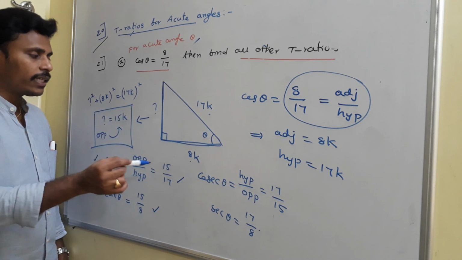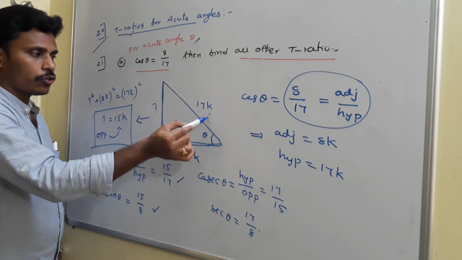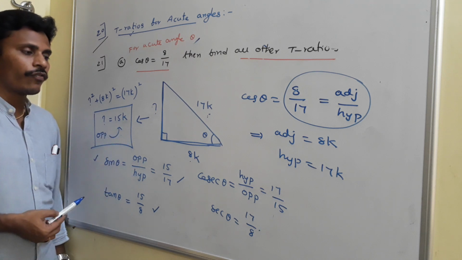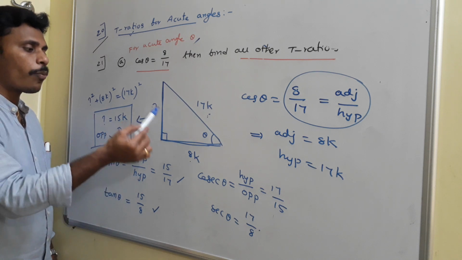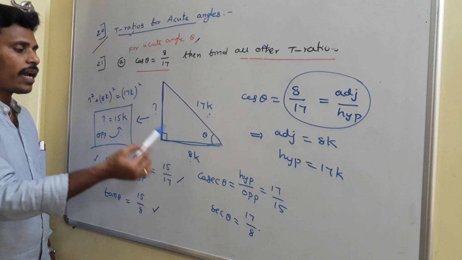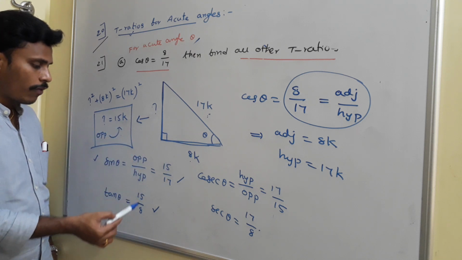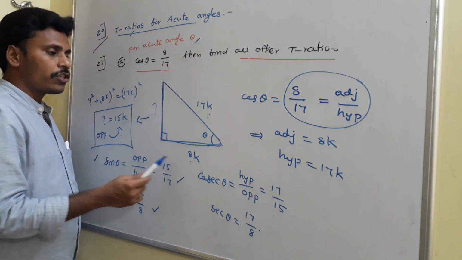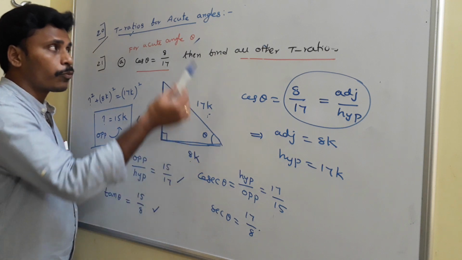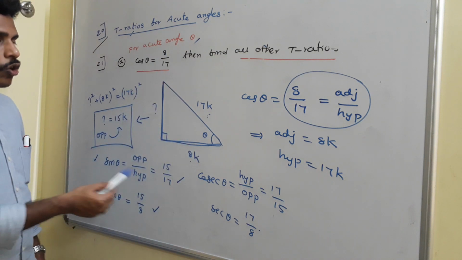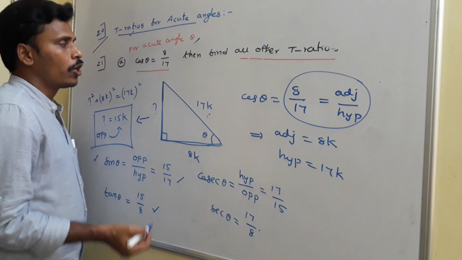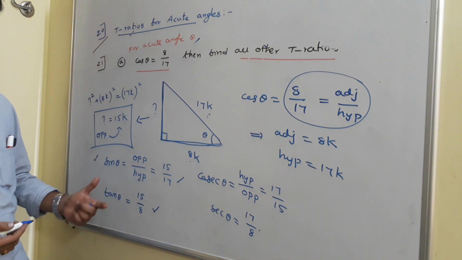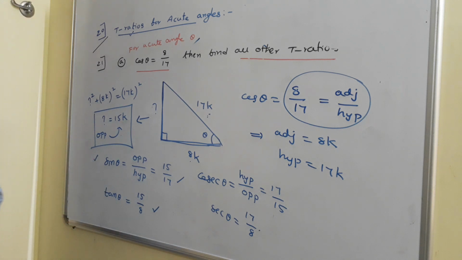Now sin theta is opposite side by hypotenuse. This is 15k and this is 17k, so k gets cancelled and you are left with 15 by 17. And tan theta is opposite by adjacent, so 15k and 8k, k gets cancelled and you are left with 15 by 8. Like that, cosecant theta is the reciprocal of sine, which is 17 by 15, and secant theta is the reciprocal of cos, which is 17 by 8. In similar fashion, we can find cot theta also. So this is another simple problem related to the trigonometric ratios for acute angles. Have a look at this, and I will move on to the next idea.